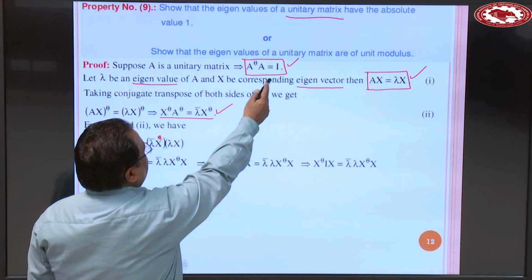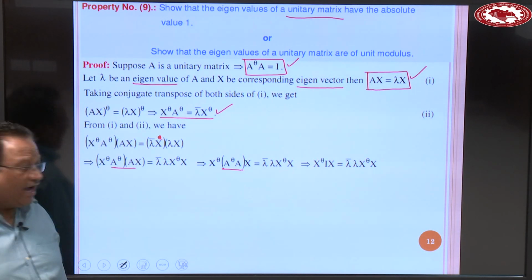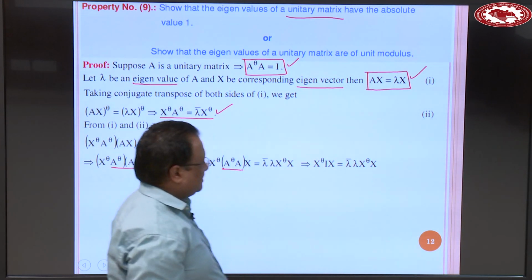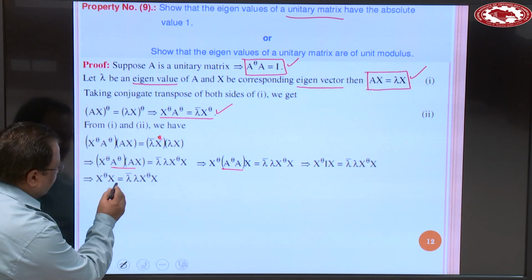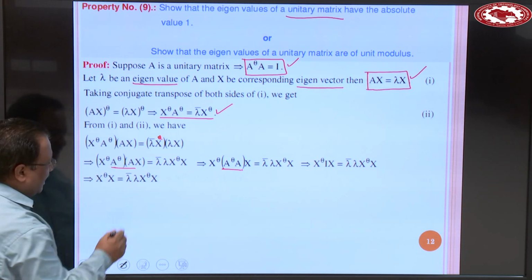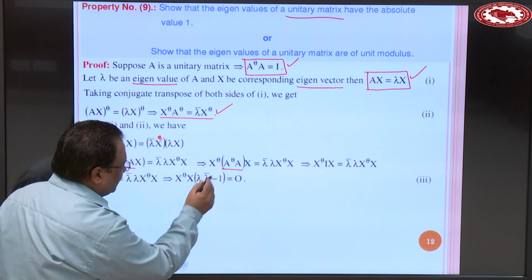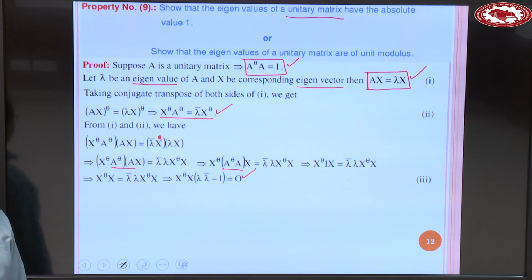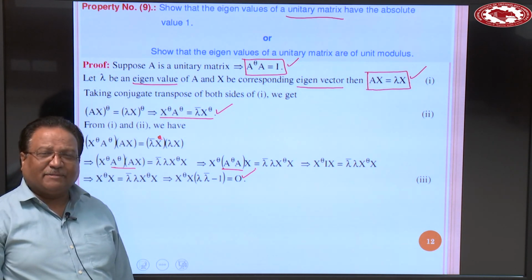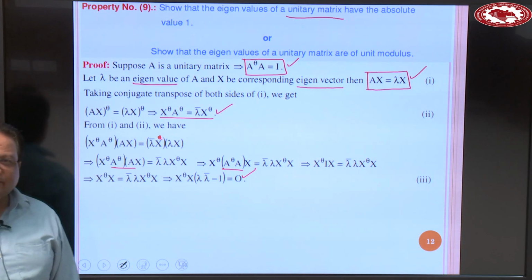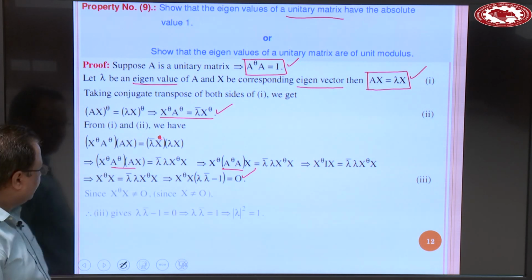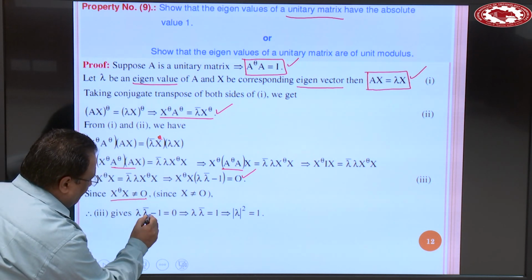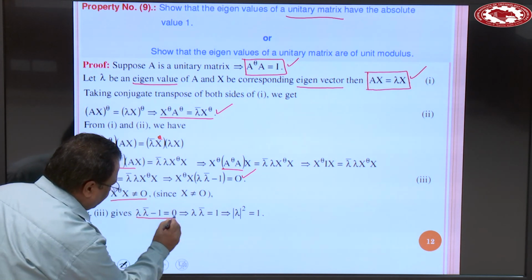But A theta A is I. So this means x theta I x is equal to lambda bar lambda x theta x. And this means x theta x is equal to lambda bar lambda x theta x. This implies x theta x within the bracket lambda lambda bar minus 1 is equal to 0. But capital X is a non-zero vector, so x theta x is obviously non-zero. Clear? Since this product is non-zero, this means lambda lambda bar minus 1 is equal to 0.